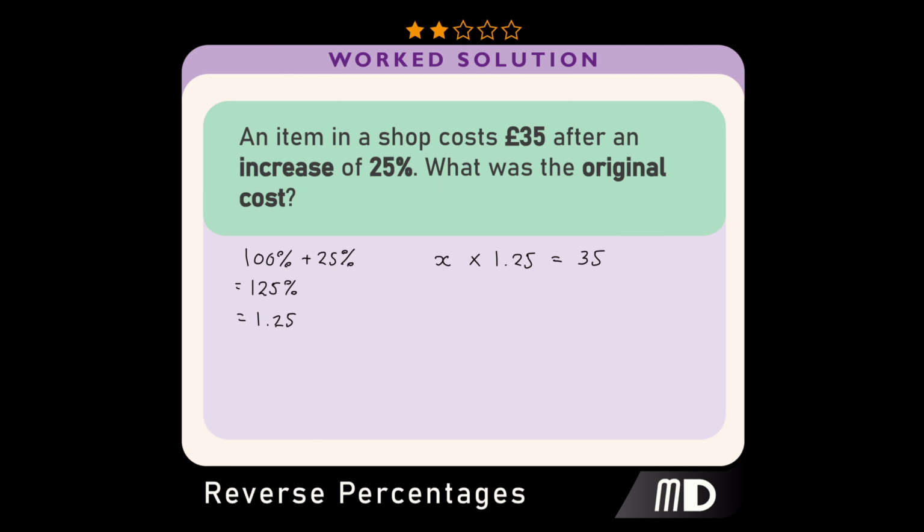I'm going to do that by dividing both sides by 1.25. If I do that, the 1.25 over here disappears, leaving me with X. But I also need to divide 35 by 1.25 as well. If I divide 35 by 1.25, I get 28. So the original cost of the item in my shop is £28.